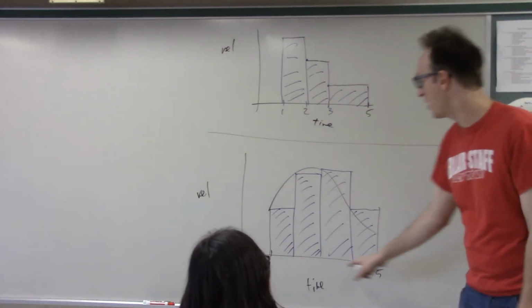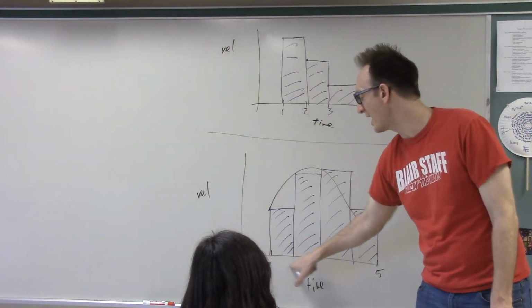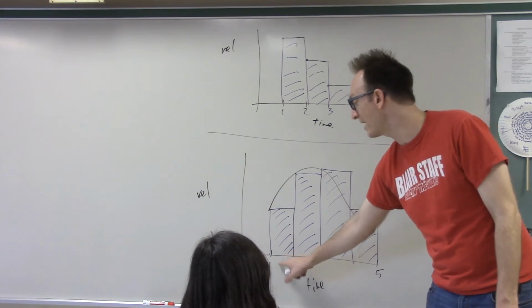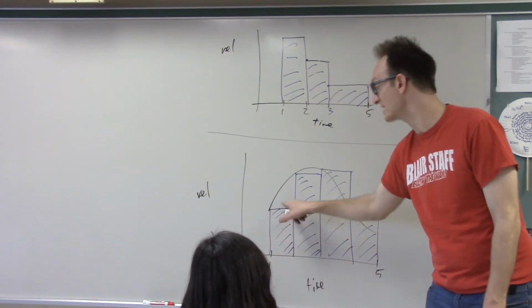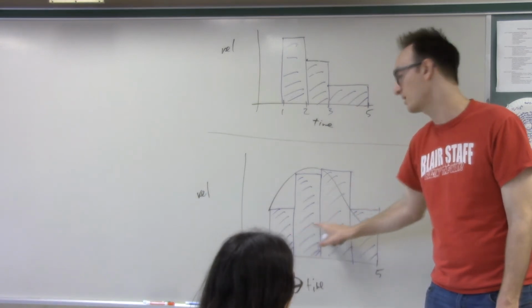And now, if I pick the area of this rectangle, I get a time multiplied by the velocity that I was going during that time, which gives me roughly the distance traveled. And same here, and same here, and same here.